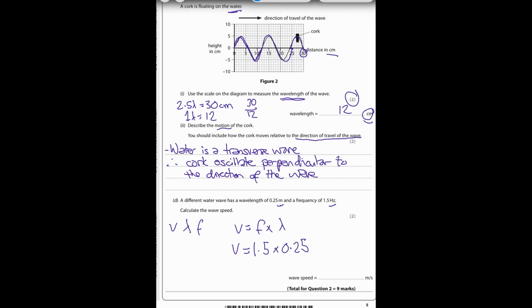And as always, I've got a calculator in the exam, so I'm just going to make sure that I put this in my calculator, always write the full number off the calculator, so that's 0.375, and then round to 2. Get in the habit of always rounding to 2 significant figures, so I'm going to say 0.38. Now I'm pretty happy that I've got 4 marks for this whole thing.